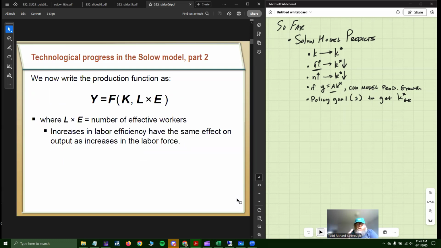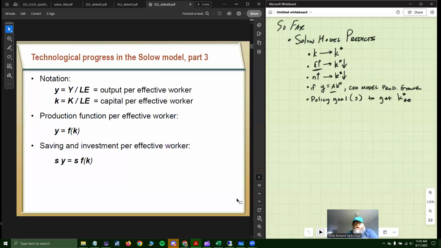So again, we're just going to change the way we think about labor. Labor isn't just labor now. Labor is now labor times E, so it's per effective worker. So now we're going to think about the effect of labor efficiency on the idea of steady state, right? Everything else stays exactly the same as before. The difference now is that Y is no longer just Y divided by L. It's now Y divided by L times E.